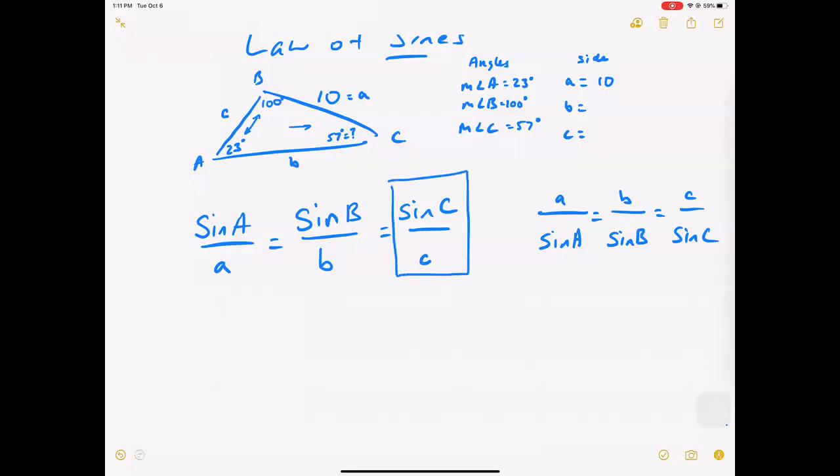And then pick a pair that you know for sure. If we look here, don't we know angle A and side a? And that's our first hint. To use law of sines, you need an angle side pair. We put a star here. What I mean is you need to know both an angle and its corresponding side.